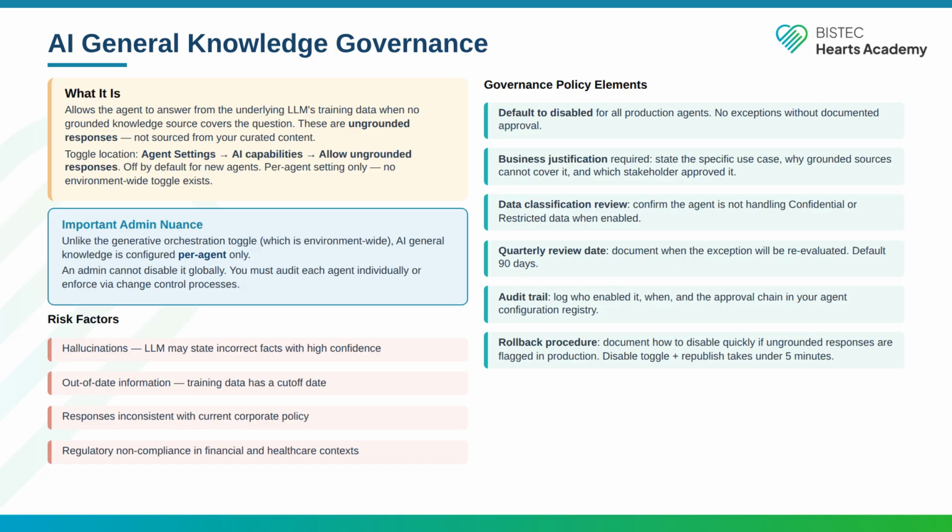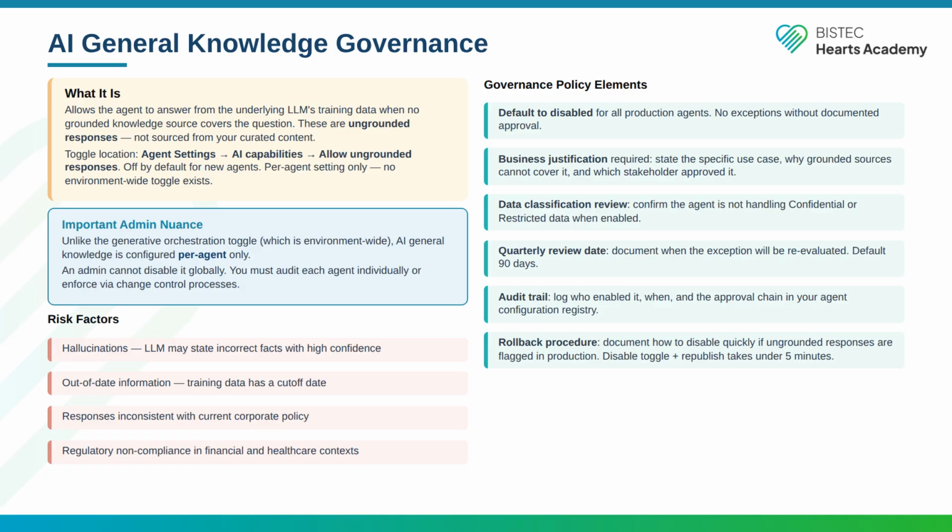A documented rollback procedure: agent settings, AI capabilities, disable, publish, under 5 minutes. Name the individual authorized to execute the rollback in an emergency without going through standard change approval.